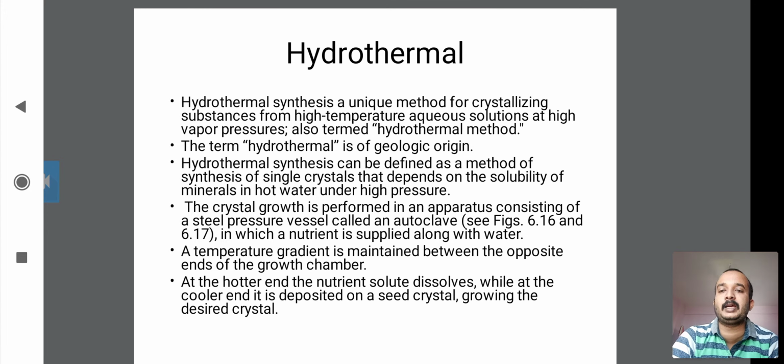The temperature gradient is maintained between the opposite ends of the growth chamber. Means at the opposite ends of the growth chamber you have to maintain the temperature gradient. At the hotter end the nutrient solute dissolves, while at the cooler end it is deposited on the seed crystal and grows the desired crystal.